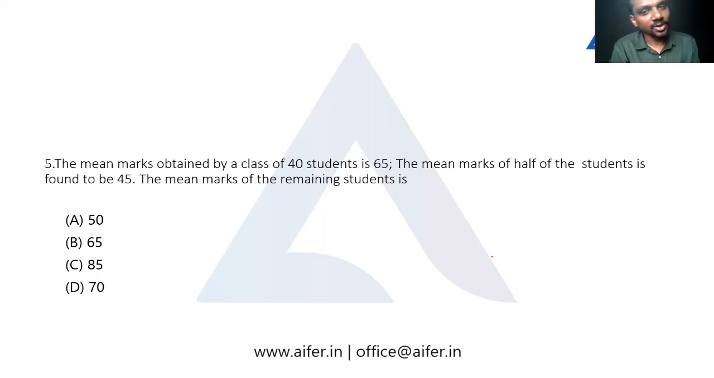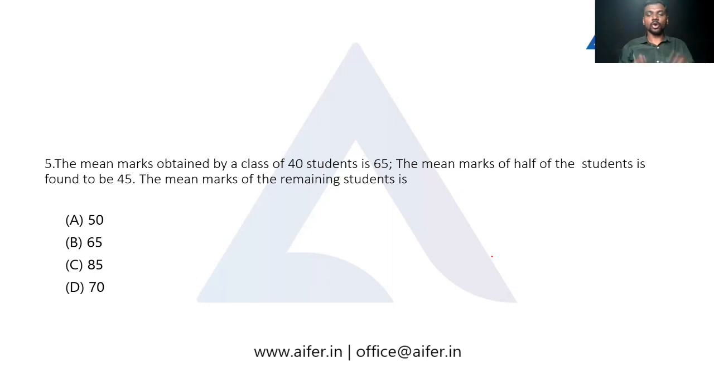The average marks of the total students of a class with 40 students is 65. The average marks of half the students is 45. And what is the average mark of the remaining half? That's the question. Try to do it and give me the answer. Okay, so we'll try to do it.